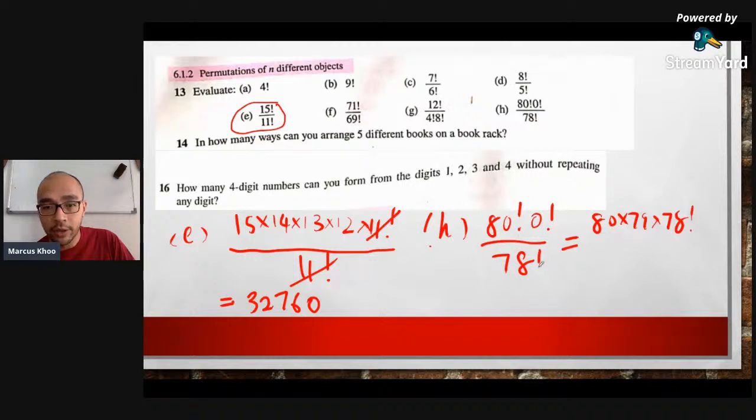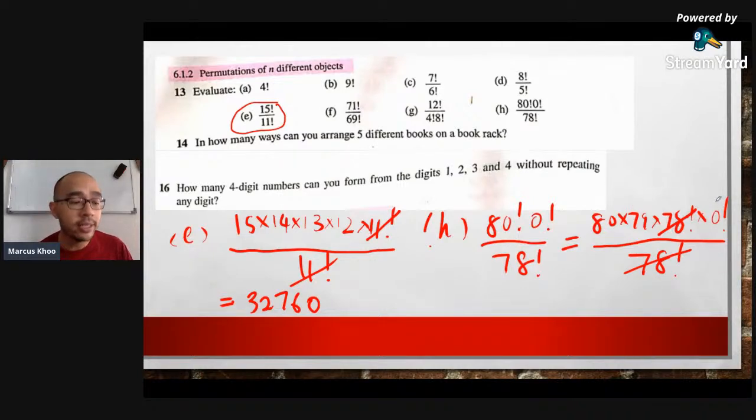Times 0 factorial. So 78 factorial can cut. So it's basically 80 times 79 times 0 factorial. Okay, guys, take out your calculator and click what is 0 factorial. Okay, 0 factorial you find is actually equal to 1.